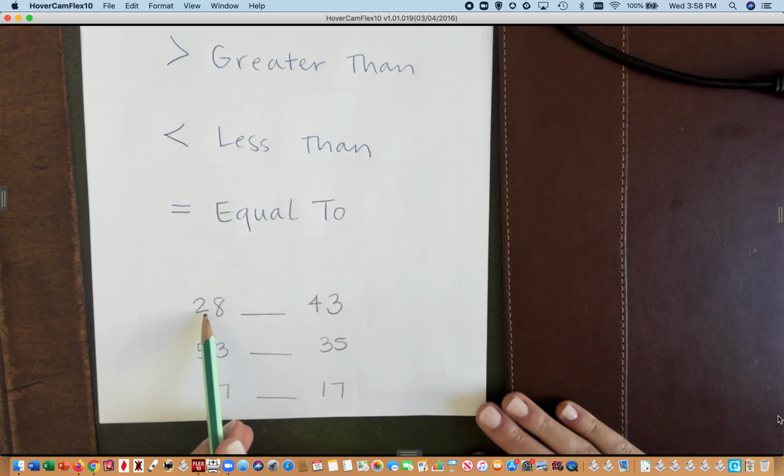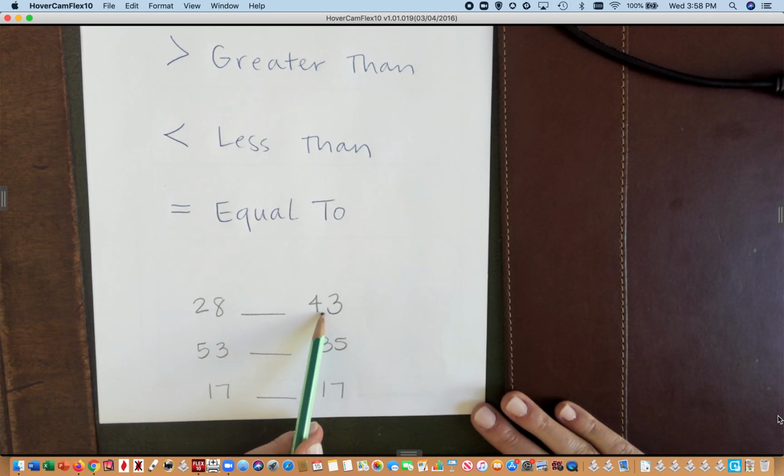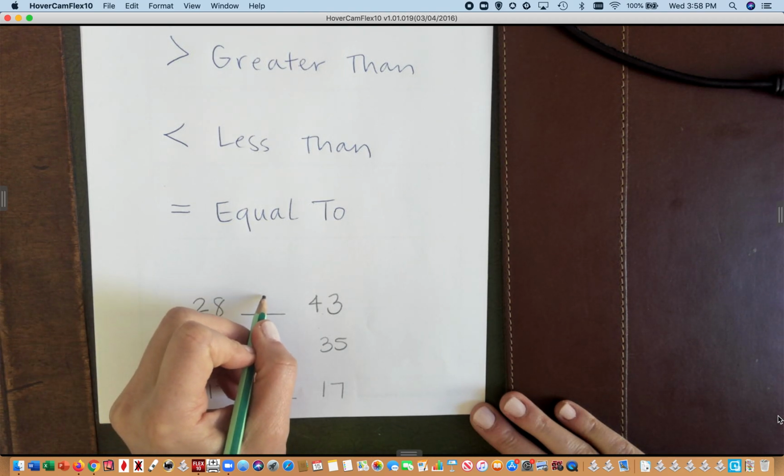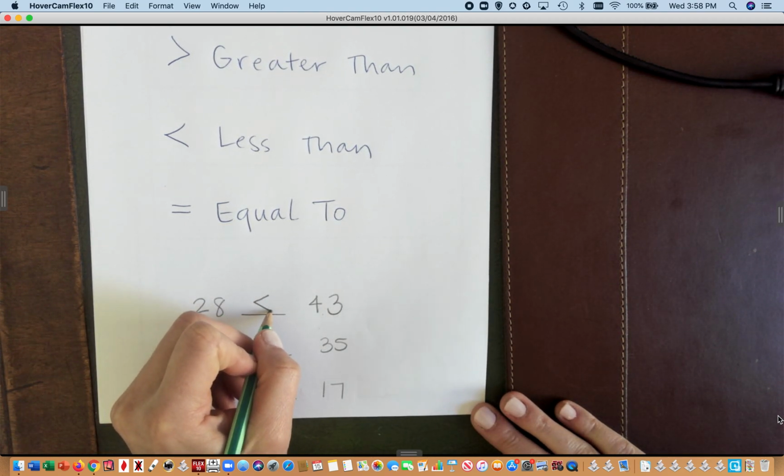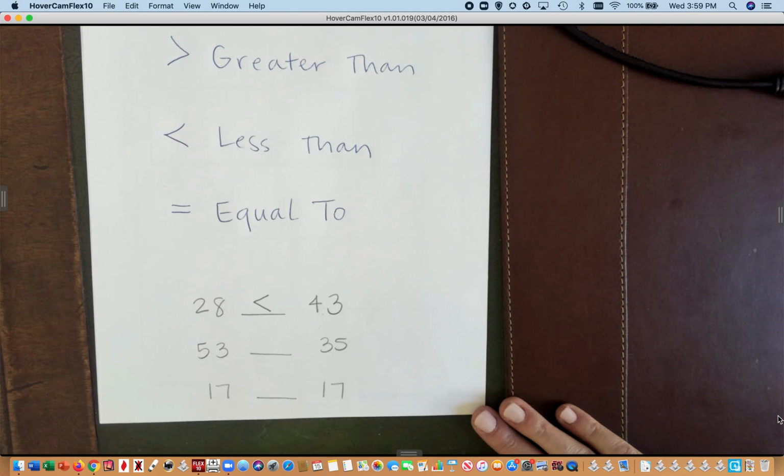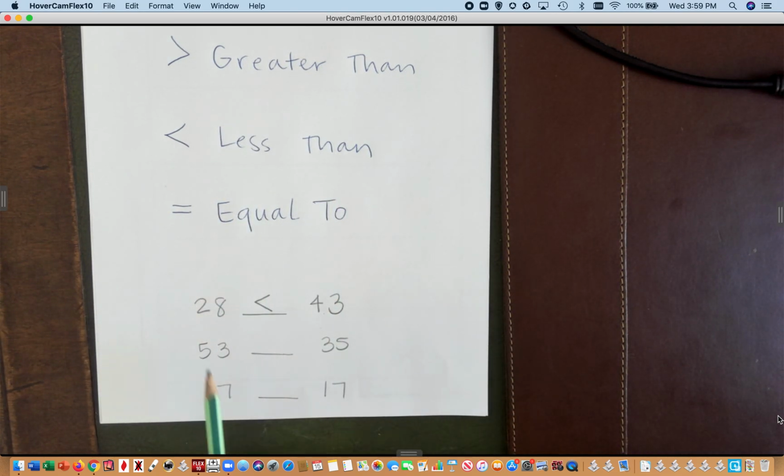So I know that 28 is smaller than 43, so I'm going to put my symbol with the mouth open towards the 43. I'm using the less than symbol right here. And then I can read it just like a sentence across the line from left to right, and I would say 28 is less than 43. It's a great way to check it.